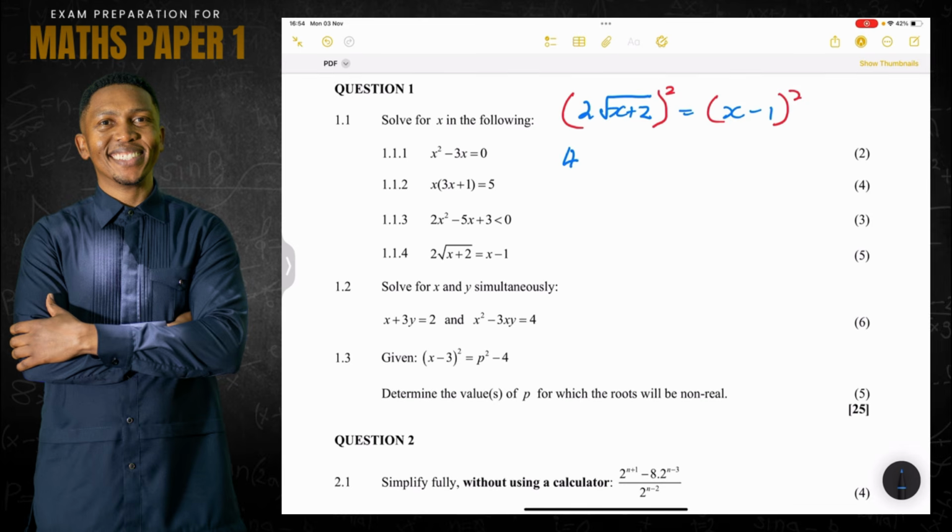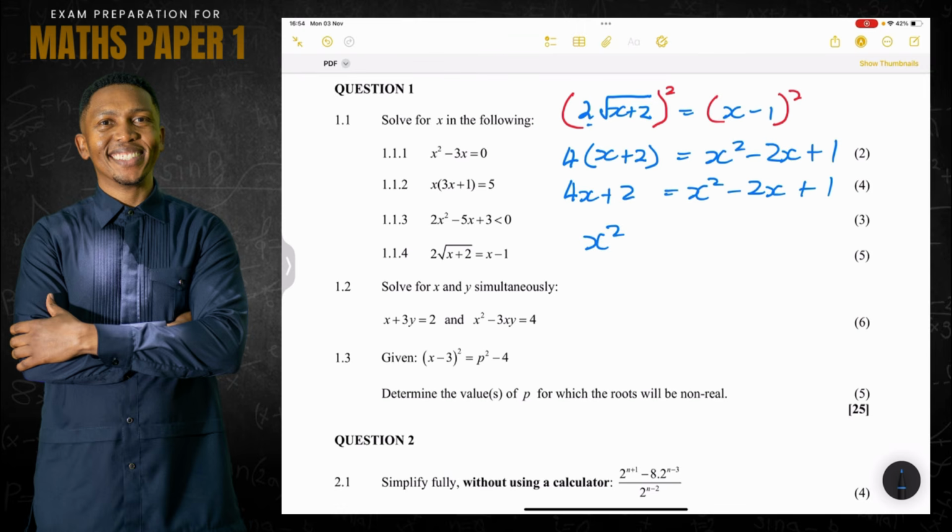We get 4 into, now note, 2 squared is 4, right? And the square root of x plus 2 all squared gives us just x plus 2. And this would be equal to the square of that entire thing. We've got x squared minus 2x plus 1. Okay, so we've got 4 into x plus 2, which is equal to x squared minus 2x plus 1.